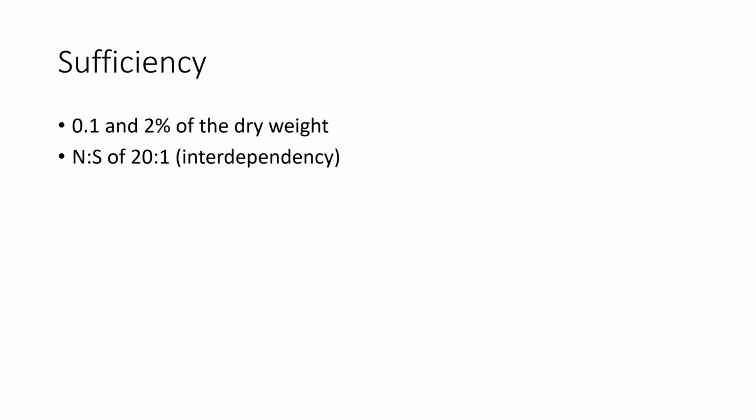Let's look at sufficiency. When we're dealing with sufficiency, we're looking at 0.1 to 2% of dry weight, which means that it's not that much compared to some of the other materials. It is not a tiny amount. Here's one of the interesting things: there's really an interdependency between nitrogen and sulfur of about 20 to 1. We said that there was a nitrogen-carbon interdependency, which was about 20 to 25 to 1. In here, you want your nitrogen to sulfur ratio to be approximately 20 to 1.